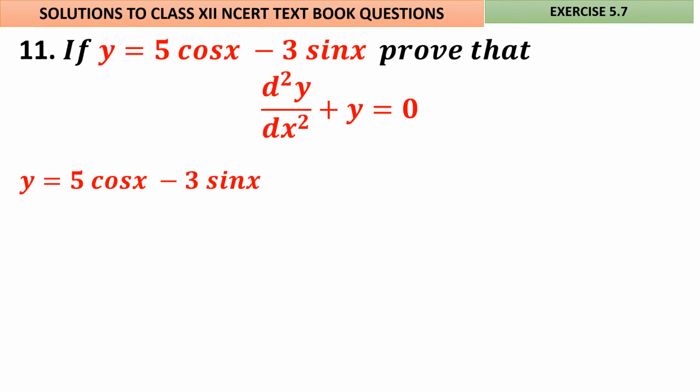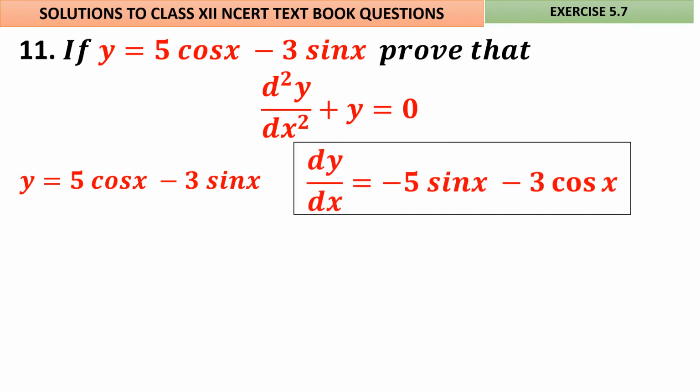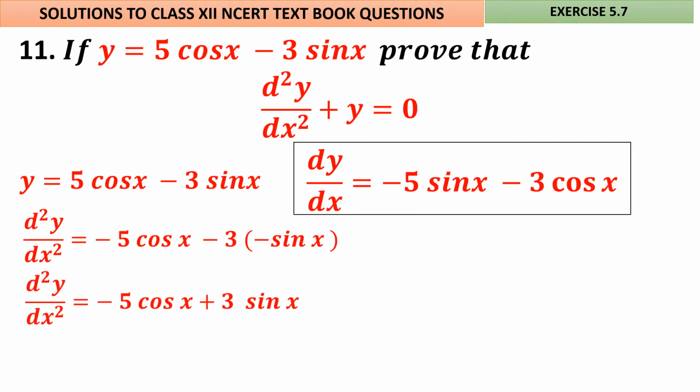It is 5 cos x minus 3 sin x. Find the derivative. Cos x derivative is minus sin x. Sin x derivative is cos x. Therefore, minus of 5 sin x minus 3 cos x. Shall we do the derivative once again? Okay. Sin x derivative is cos x. Cos x derivative is minus sin x. But it will become minus 5 cos x plus 3 sin x.